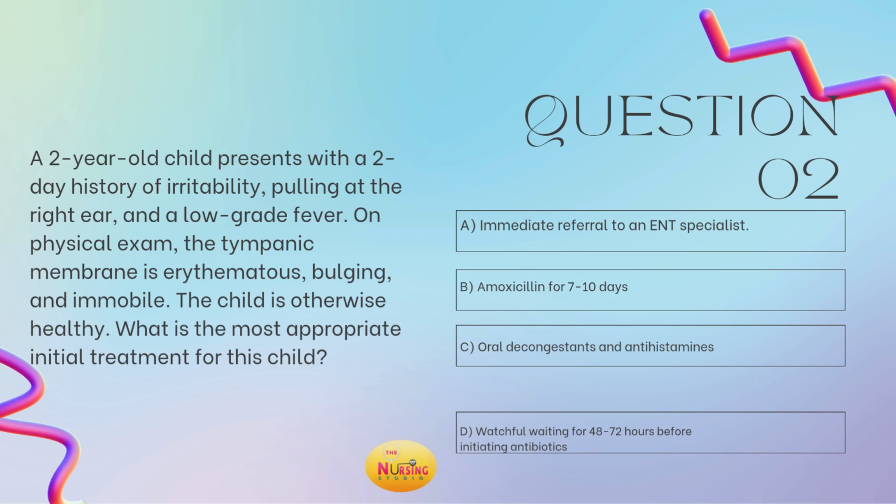All right, question number two. A 2-year-old child presents with a 2-day history of irritability, pulling at the right ear, and a low-grade fever. On physical exam, the tympanic membrane is erythematous, bulging, and immobile. The child is otherwise healthy. What is the most appropriate initial treatment for this child?